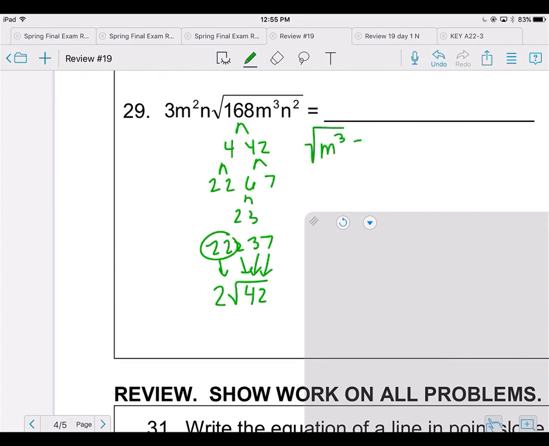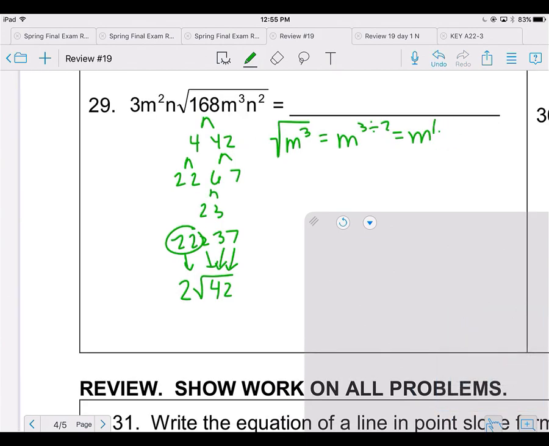For the m's, 3 divided by 2 is 1.5. So 1 goes outside, 0.5 means 1 stays inside. For the n's, 2 divided by 2 is 1, and it goes outside completely. So when I simplify this, I have 2 outside, m outside, n outside. Under the square root, I have 42 and m.